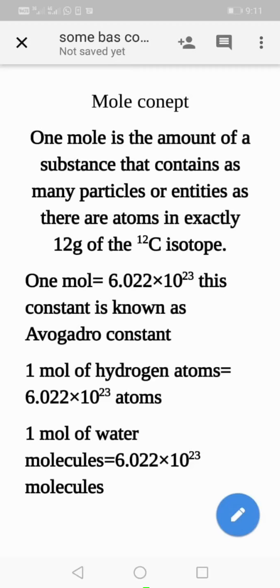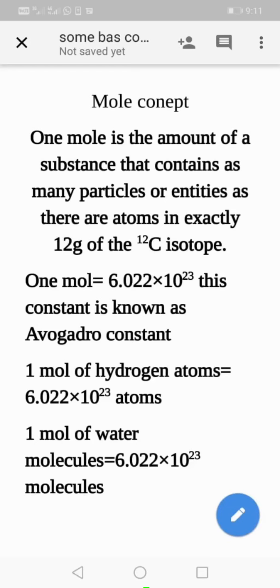Whatever the particle may be, if a substance has 6.022 × 10^23 atoms or molecules or ions, whatever the particles, then we can say that it is 1 mole. So 1 mole is the amount of a substance that contains as many particles or entities as there are atoms in exactly 12 grams of the carbon-12 isotope.